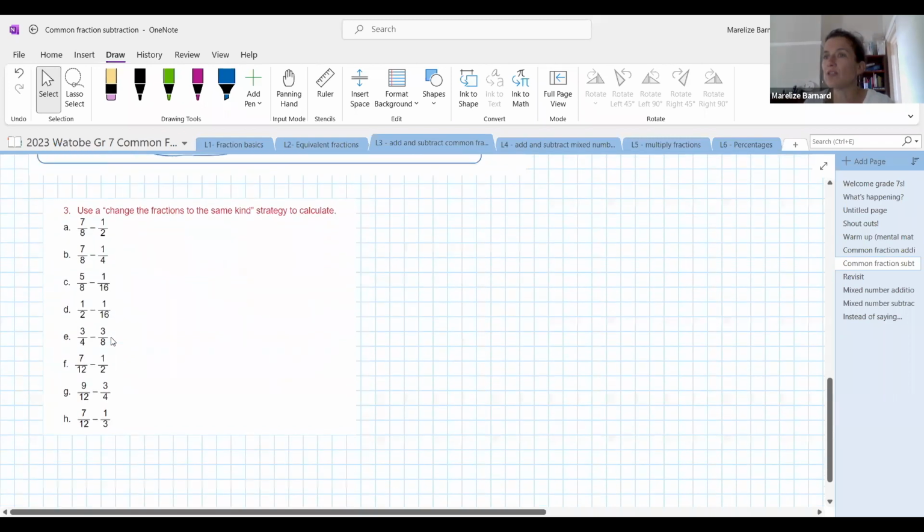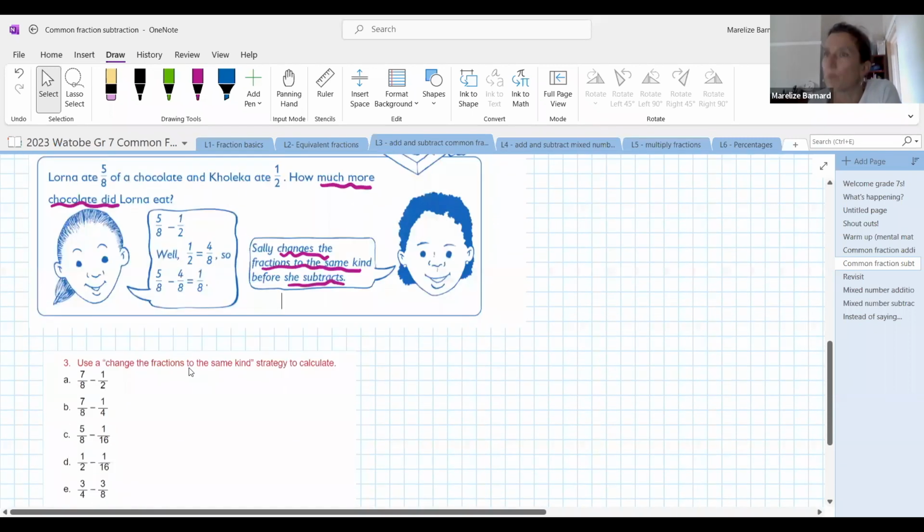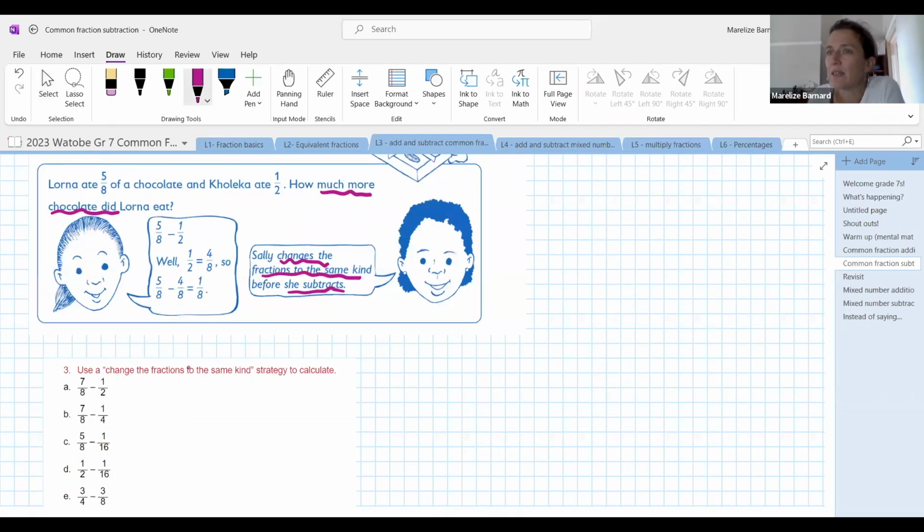So we've got some here to do. I'll do this first one with you. I'm going to leave the example up so that you can see how it's done. And I'll do the first one as well. So 7/8 minus a half. So 7/8, we're going to change that half. How many eighths in a half? There are 4/8 in a half. And that's going to give me 7/8 minus 4/8 is 3/8. And now on your own, you can do B, C, D, and E for the next few minutes.